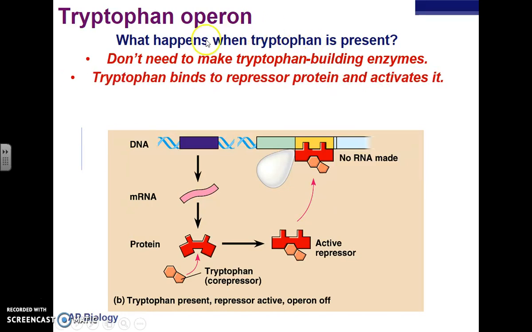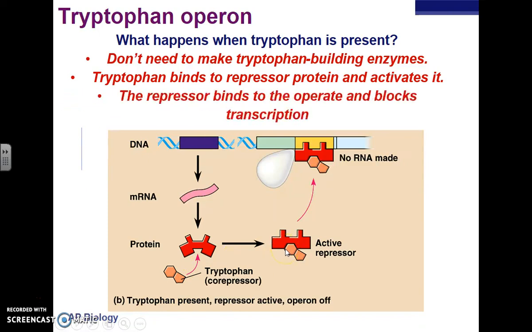Because you have a lot of tryptophan and you don't want to make the proteins that make it, tryptophan binds to the repressor protein and activates it. So here we have the repressor protein, and there's lots of tryptophan. TRP is present, and it binds to the repressor protein and activates it. When the repressor protein is active, it then can bind to the operator. This should say operator, not operate. Because it is at the operator, it blocks transcription, and RNA polymerase is blocked from making the mRNA. As a result, the gene is off, and no RNA will be made.